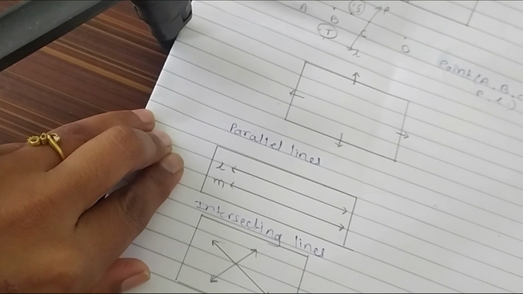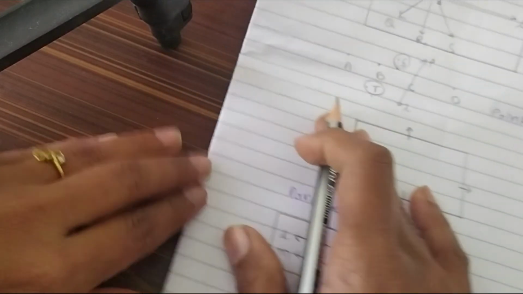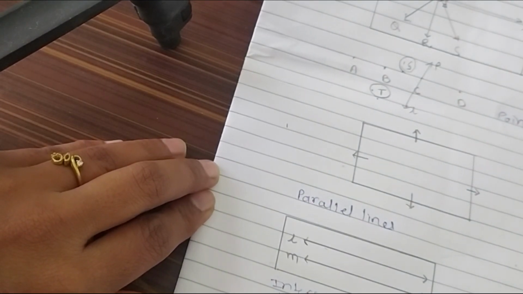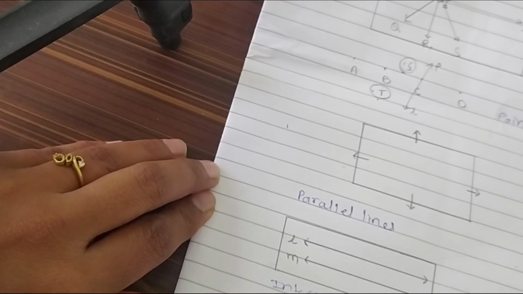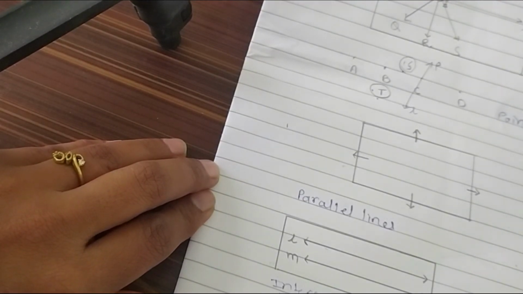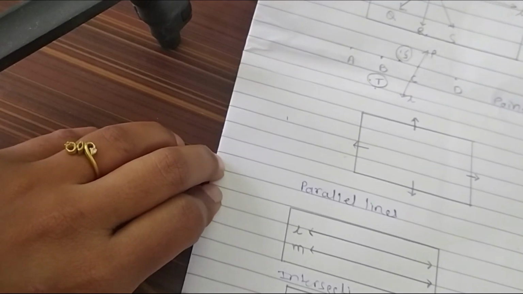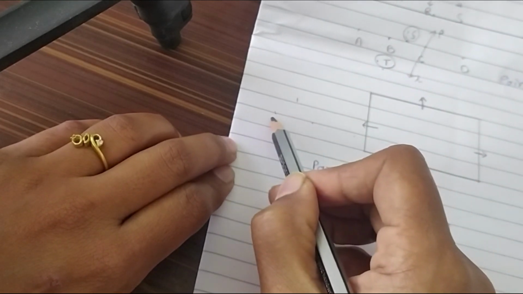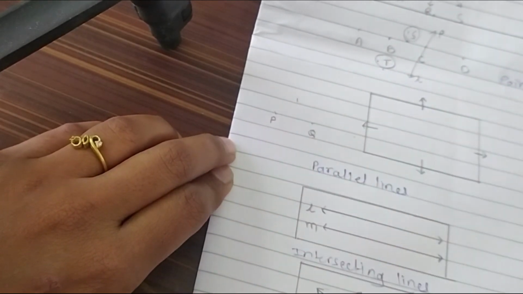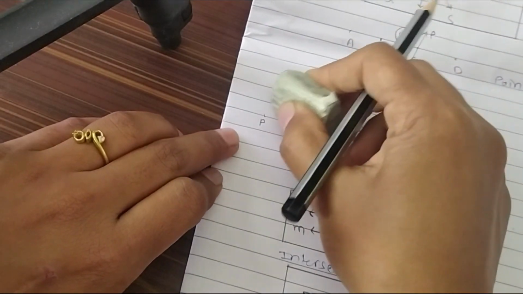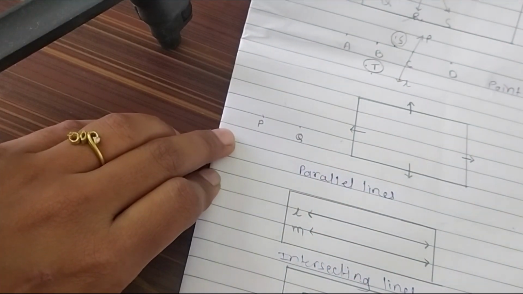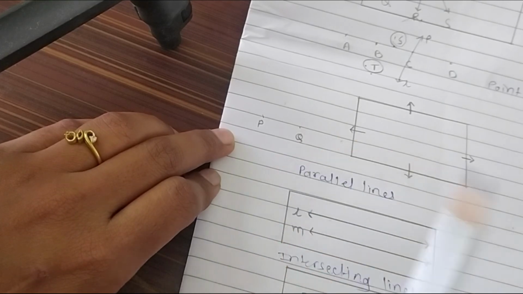Remember one thing, that when we take one point, we can draw any number of lines from this one point. Means an infinite number of lines can be drawn through one point. But if we take 2 points, these 2 points P and Q, we can draw only one single line through 2 distinct points. Okay?